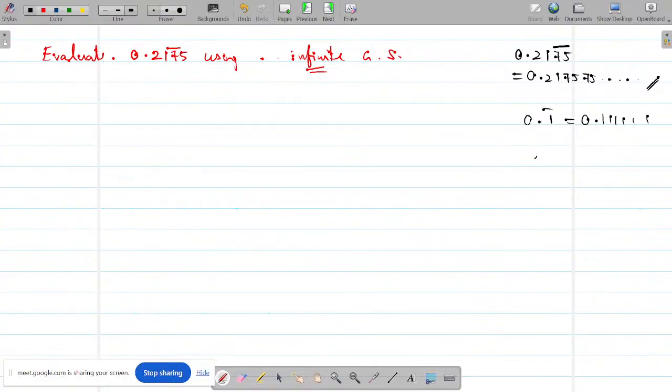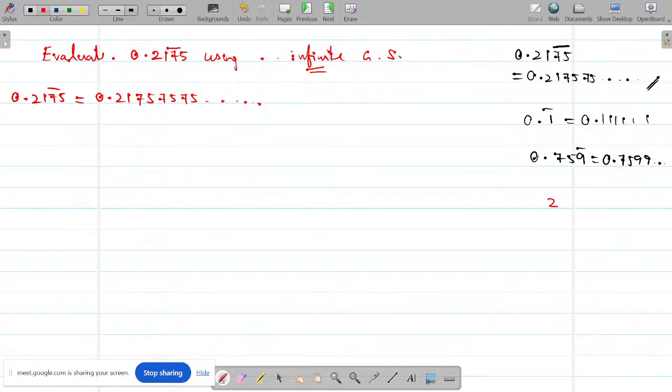0.111111... You take 0.759 bar. This will be 0.759999... Okay. So this 0.2175 bar is nothing but 0.21757575 and so on. It will come in pair only, 757575.